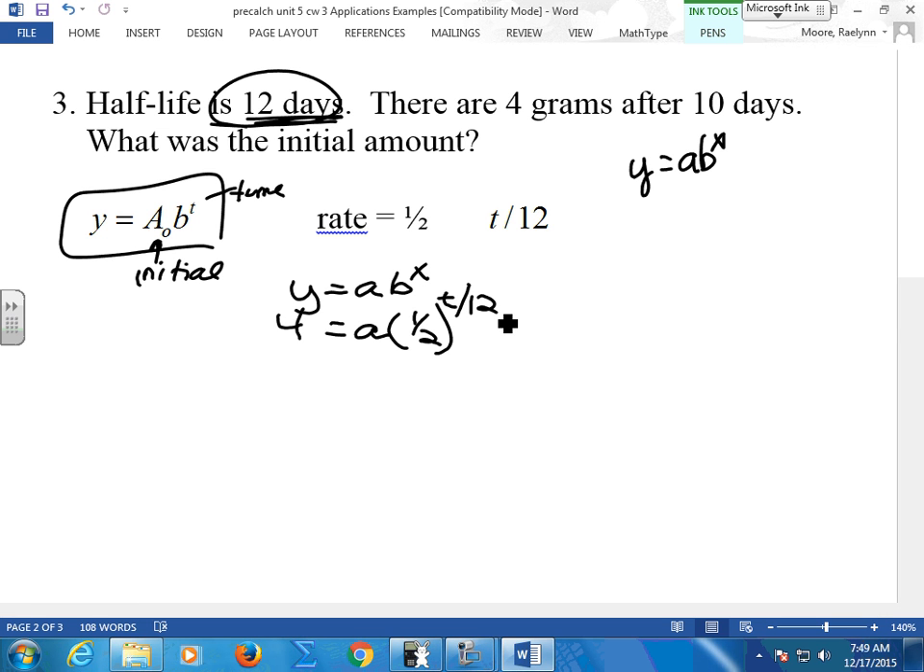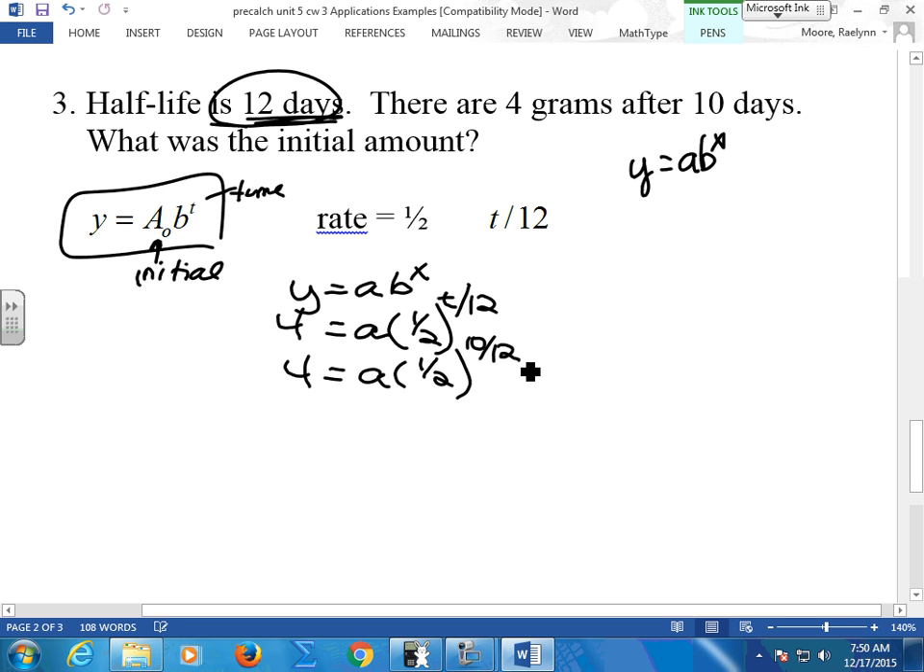So what are they asking us now? They're asking us to find our initial value. So our initial value when? After how many days? 10. Where do I put the 10? T. Okay. Can we solve this? You can put it in your y1, y2, and intersect, or you can solve this without your calculator because your variable is not in your exponent. And remember, this exponent only belongs to this guy.